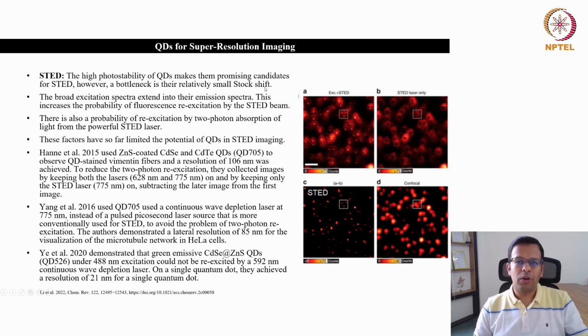Okay, so what do they mean by the relatively small Stokes shift? Let us see the second sentence and then I will explain. The broad excitation spectra extend into their emission spectra. This increases the probability of fluorescence re-excitation by the STED beam.